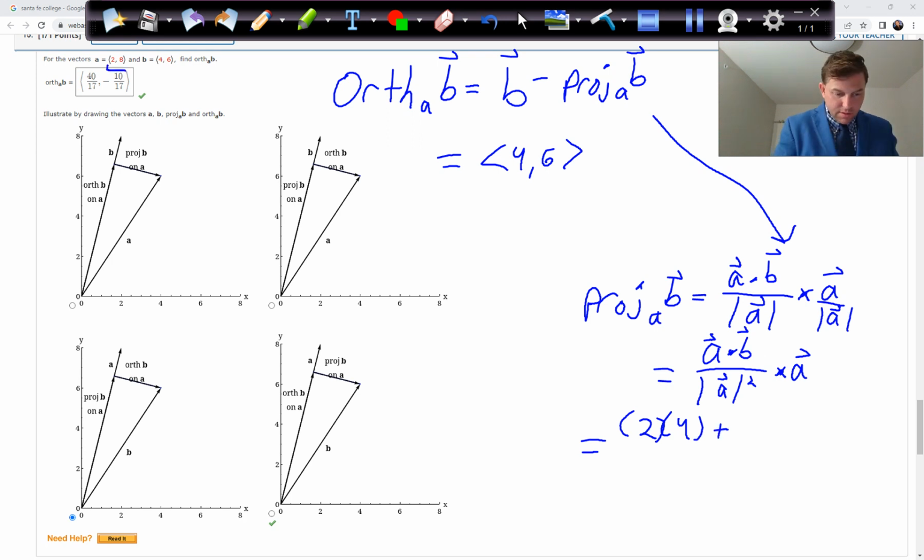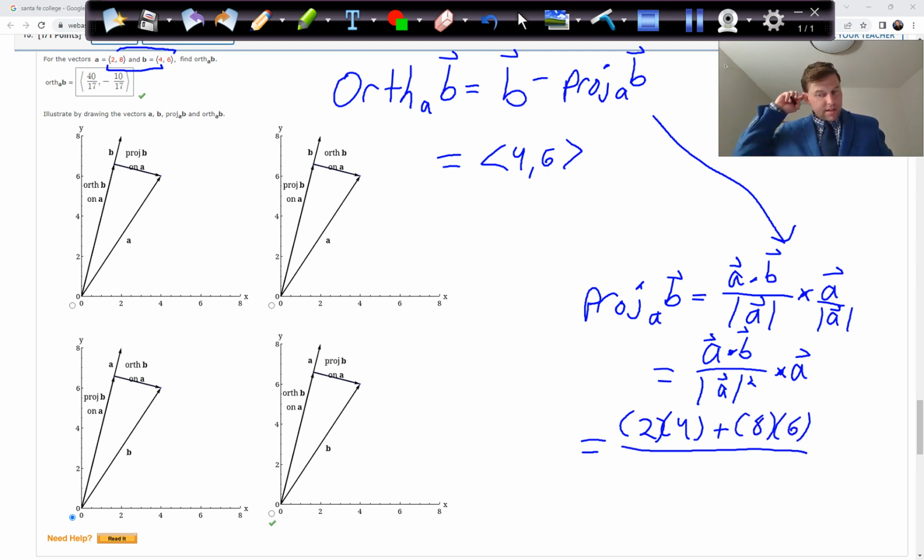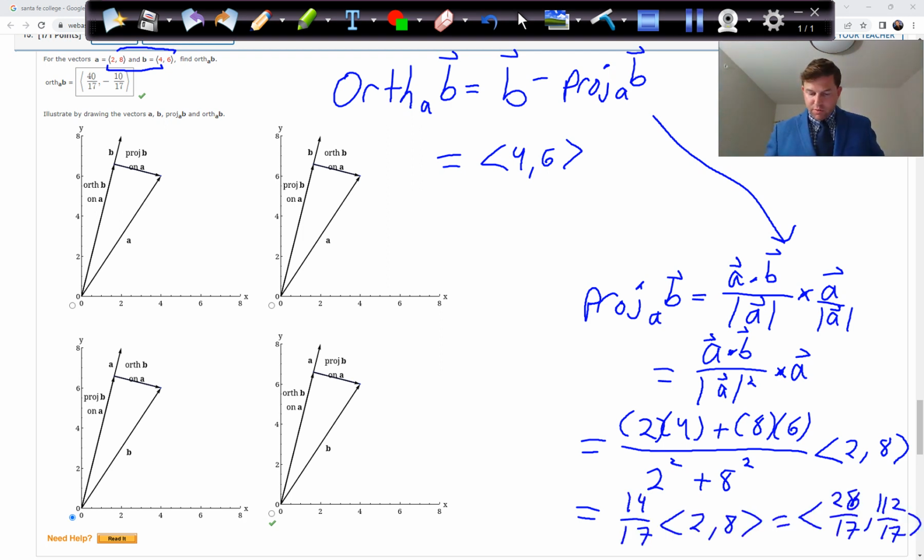So 2 times 4 plus 8 times 6. Now what's nice about this is the magnitude of A squared gets rid of the square root. So it's going to be 2 squared, the components of A squared, but not square rooted. And then we're multiplying this by the original vector 2, 8. Well, this is going to be 8 plus 48 divided by 4 plus 64. Okay, so if you do this arithmetic, you will get 14/17 is what all this simplifies to.